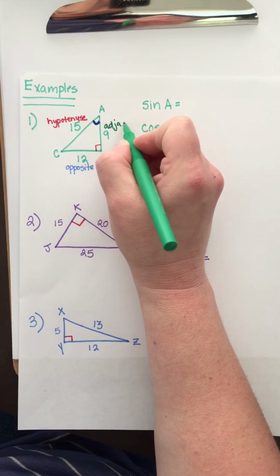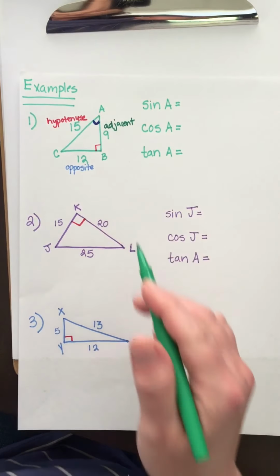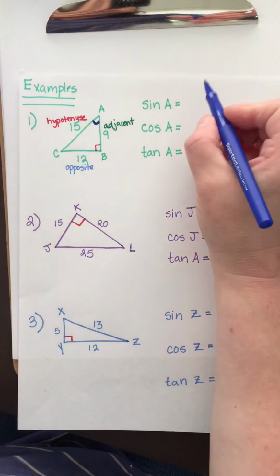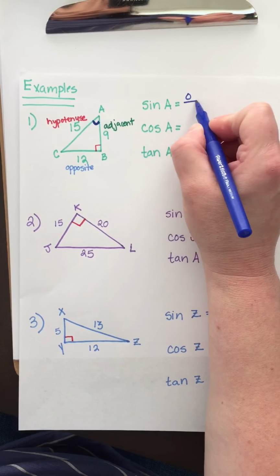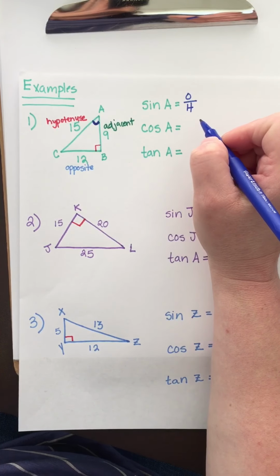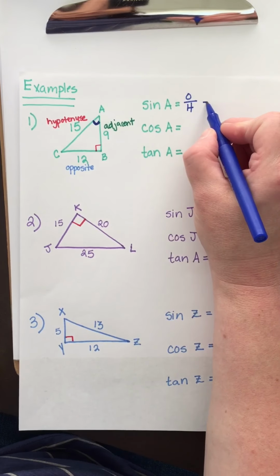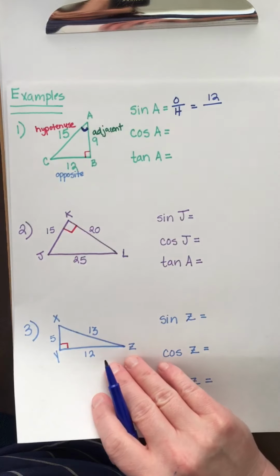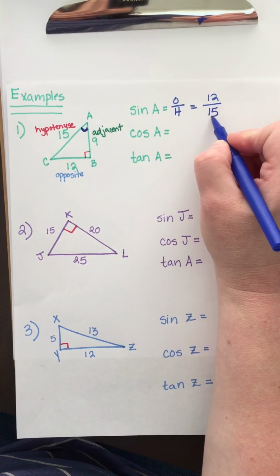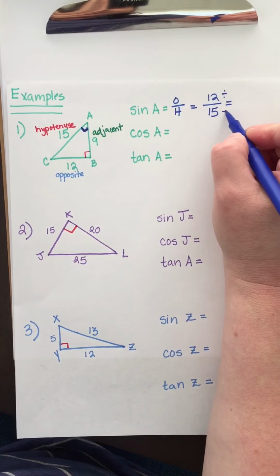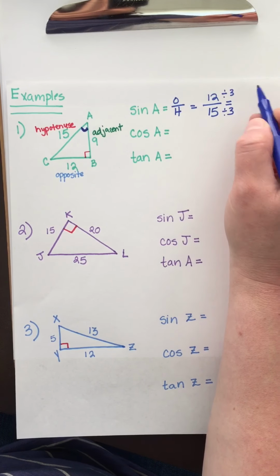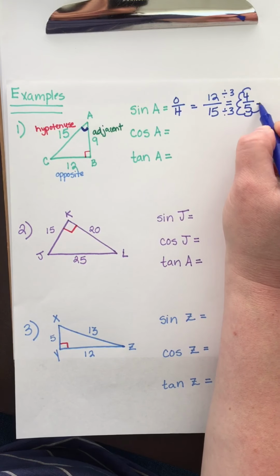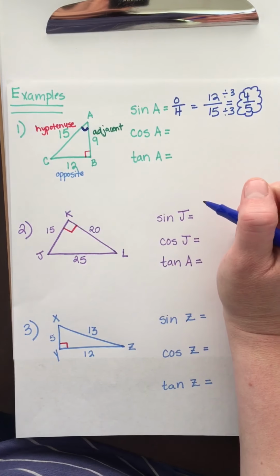And now it's just as simple as plugging the numbers in for the formula. So sine is opposite over hypotenuse, the SOH in SOHCAHTOA. The opposite has a length of 12. The hypotenuse has a length of 15. Then I can reduce that fraction by dividing by 3, and we get 4 over 5. So the sine of angle A is 4/5.